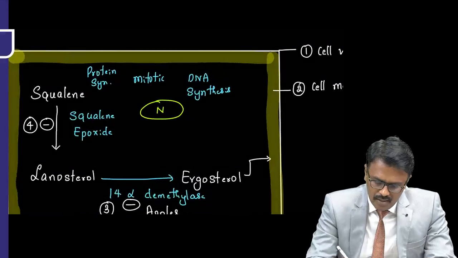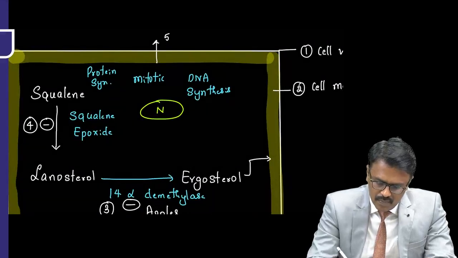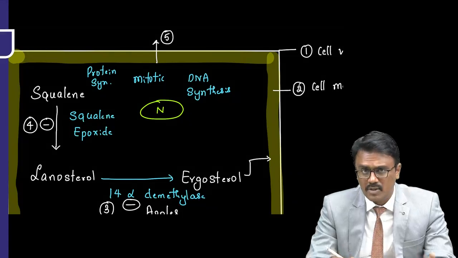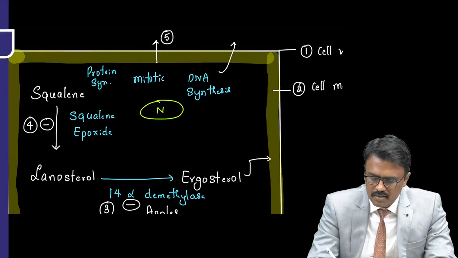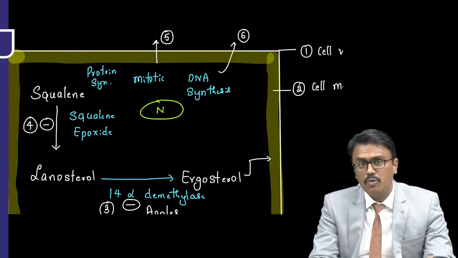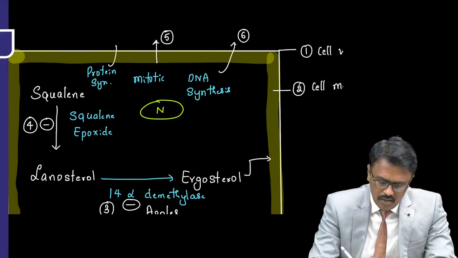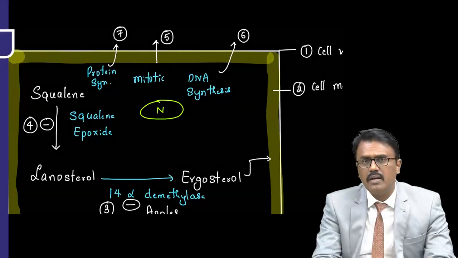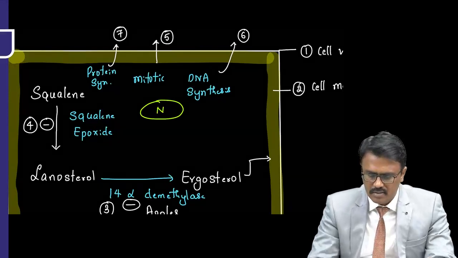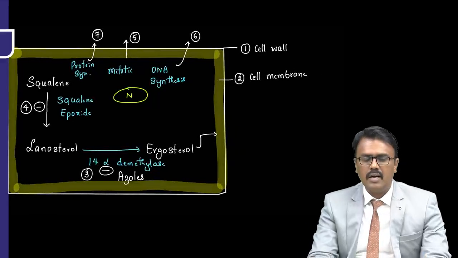Now the fifth target you can inhibit is the mitotic spindle, and the drug is called griseofulvin. We'll discuss it shortly. Or you can inhibit the DNA synthesis. The name of the drug is called flucytosine. Or you can inhibit the protein synthesis, and the name is called tavaborole. So we'll discuss these drugs one by one. Let us start our journey.